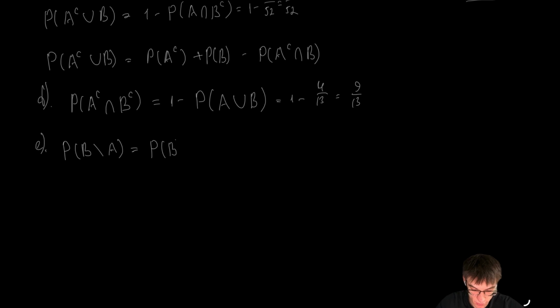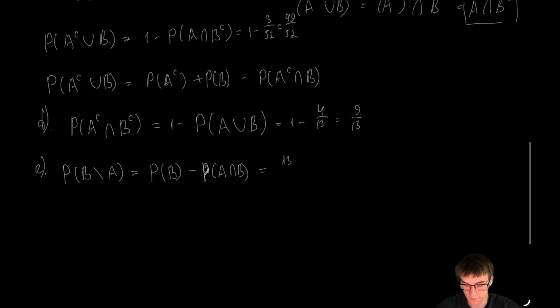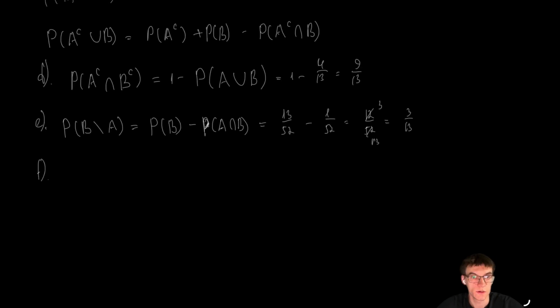So this is basically the probability of event B minus the probability of event A intersection B. The probability of event B is 13 over 52 minus the probability of their intersection, 1 over 52, which is 12 over 52, which would be 3 over 13. That's the final result.